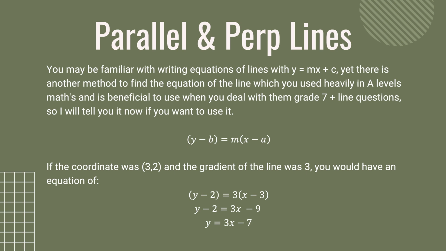So if you get a hard question and you've got coordinates, say 3, 2, and the gradient of the line is 3, you would have the equation of y minus 2, because this is our y in our coordinate, equals 3 bracket x minus 3. So y minus 2 equals 3x minus 9, meaning y equals 3x minus 7. Use it if you want.